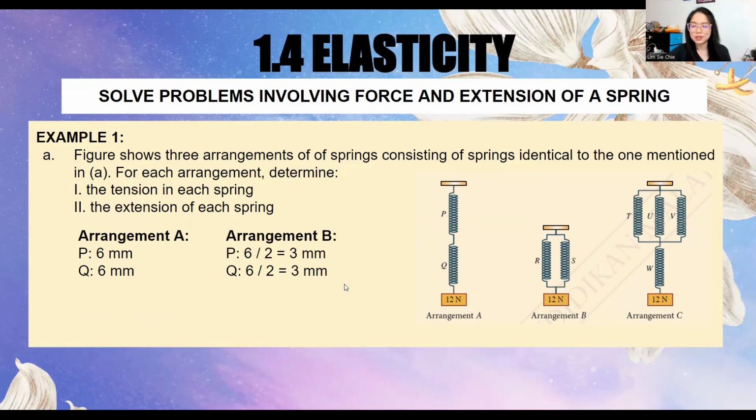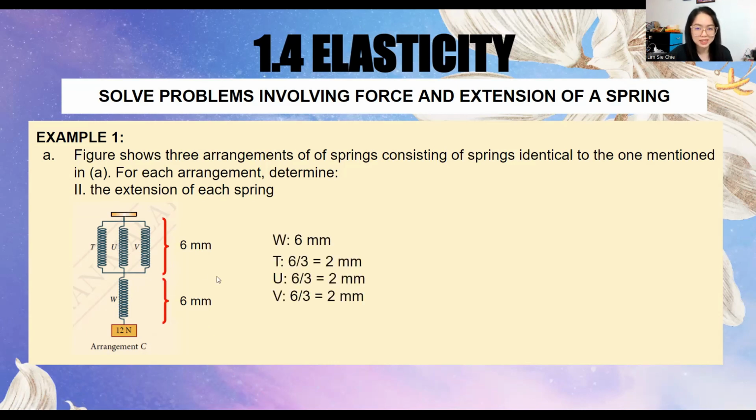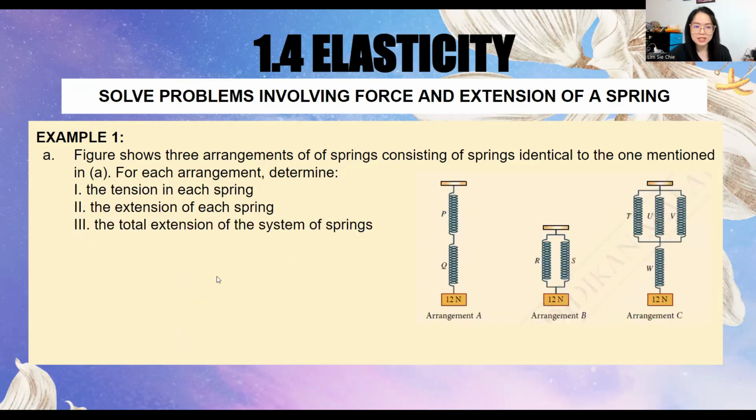Then move on. Now this one is the challenge. Because upper and lower will be sharing the same extension, they are sharing 6 millimeter above and 6 millimeter below. So this W will become 6 millimeter. How about TUV? Divided by 3, so I get 2 millimeter each. All right, easy, right?